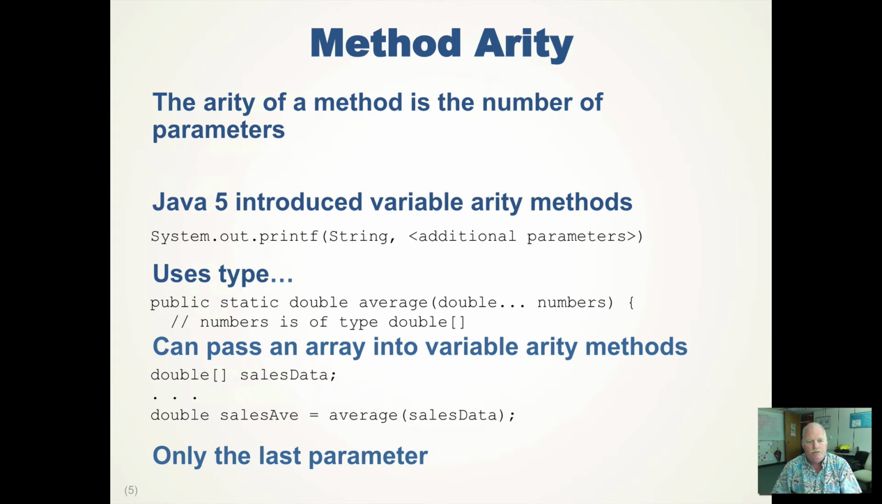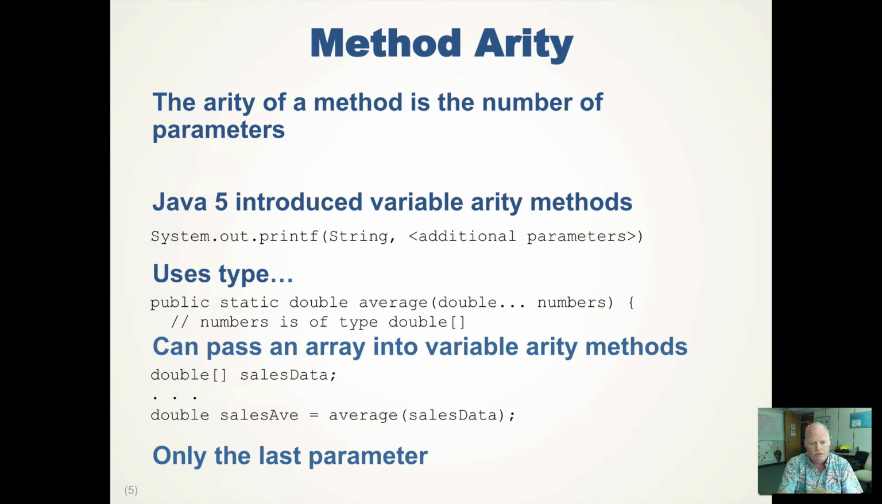A good example is the System.out.printf method. You've already seen that, you've used it. It takes a format string, and in the format string you have references to some number of additional parameters. And we don't know how many additional, because it depends on what the string says how many parameters you need to supply to your printf. So it uses the concept of the type and 3 dots or 3 periods after it.